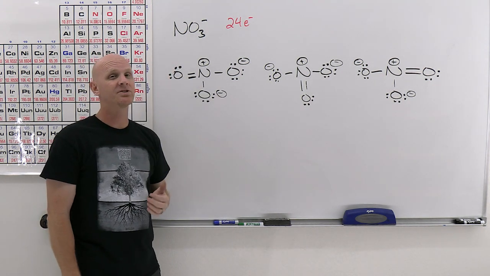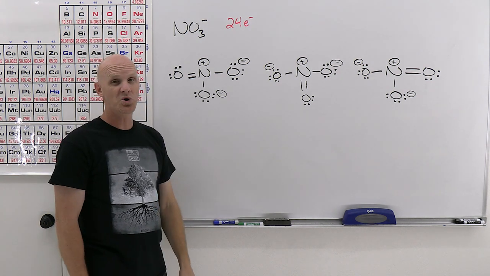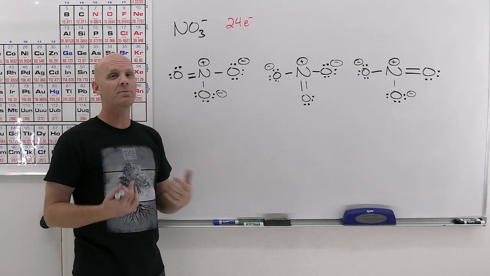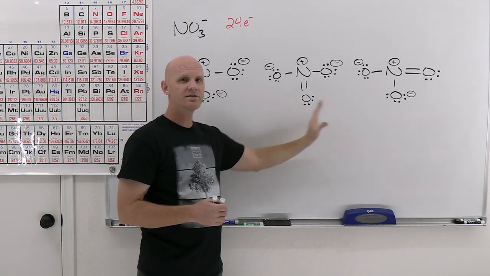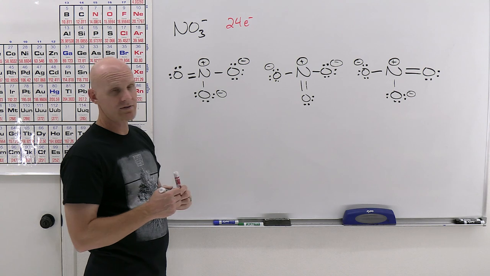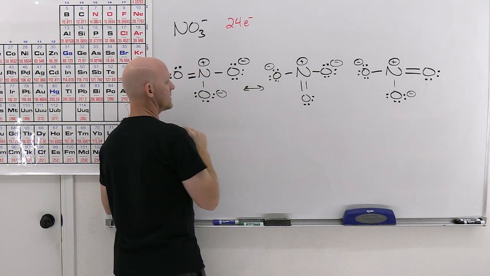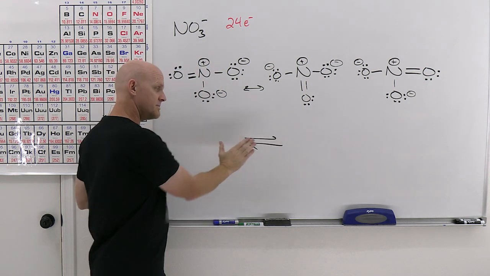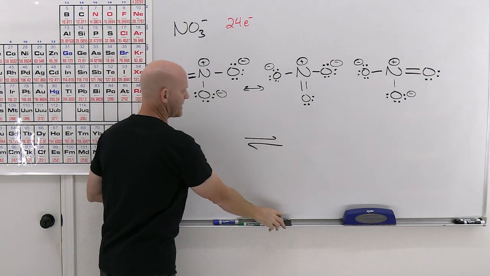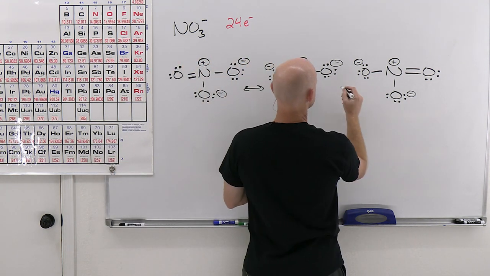And so you're not going to be able to get away with just drawing the best one. In this case, they actually want you to draw all of them as a proper Lewis structure. What they want you to do when you've got equivalent resonance structures like this is draw them all out and then put a double-headed arrow like this. Notice, don't do this. That has a different meaning in chemistry, so it's got to be a double-headed arrow like that one. And put it in between each of the structures.